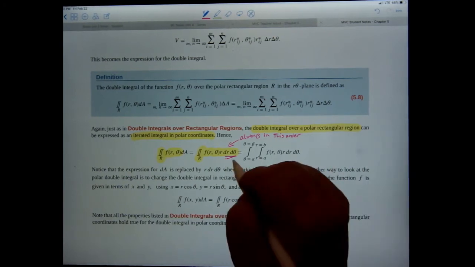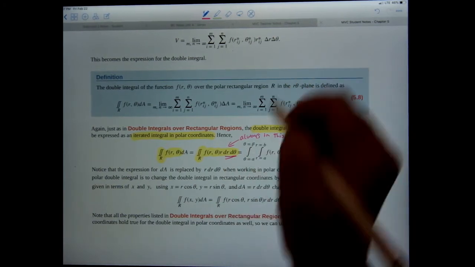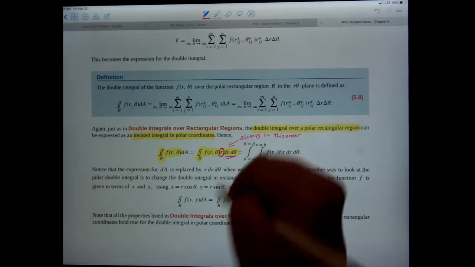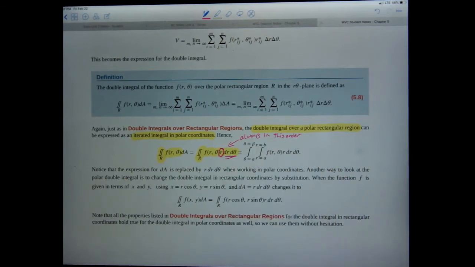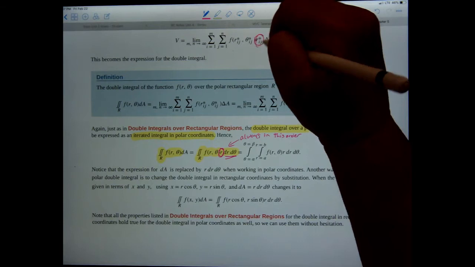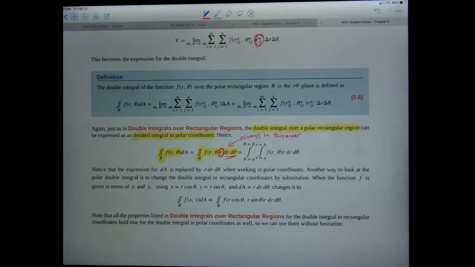But what I want you to see is the fact that this has an r right there. An extra r jumps into your integral every time. That is so, so, so important. And that extra r is this r up here. The r star is what your extra r is. Okay?